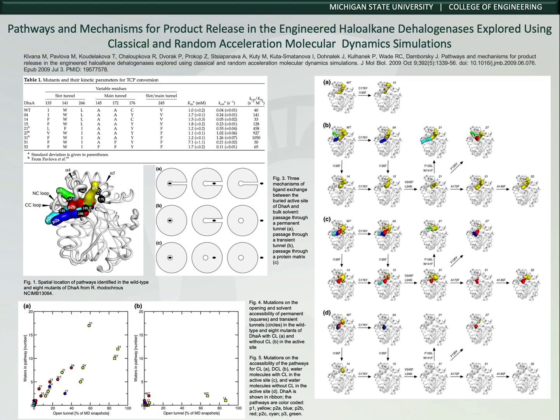In this article, when looking at the X-ray crystal structures of 3 types of DHA, 2 tunnels were found that connected the buried active site with the bulk solvent. These tunnels are the main tunnel and the slot tunnel. The main tunnel is open in all 3 types of DHA, but the slot tunnel is only open in 1, and all the other types have the tunnel blocked.